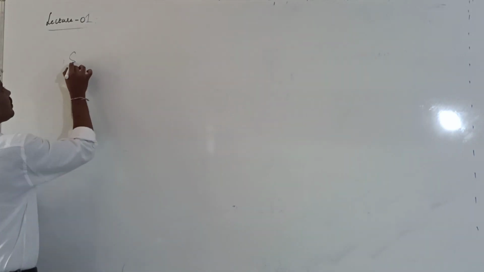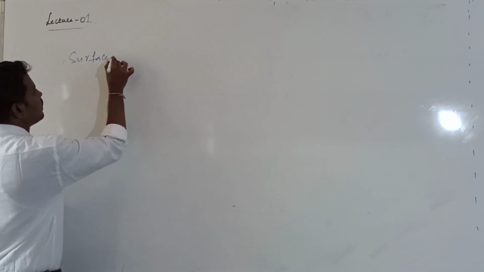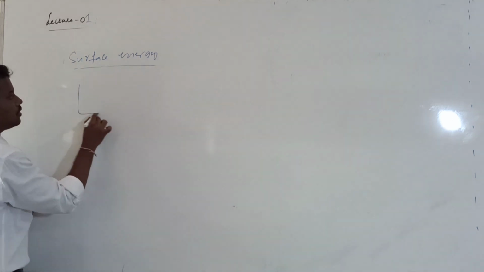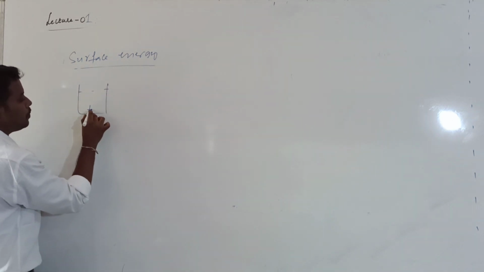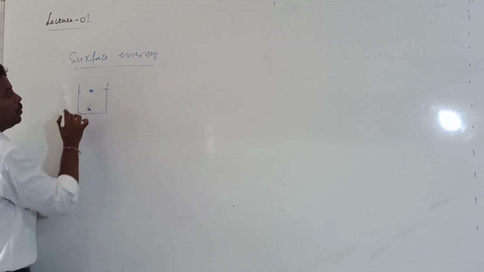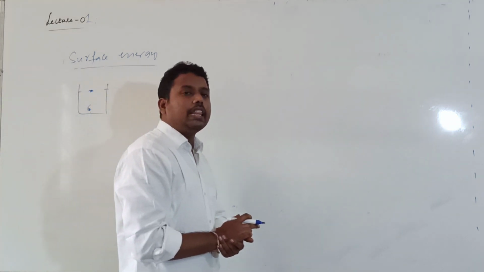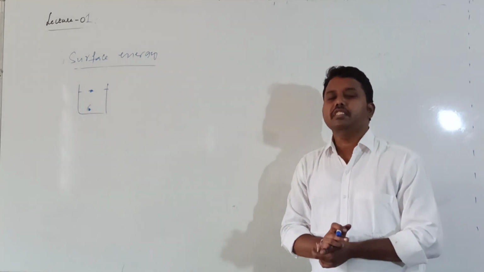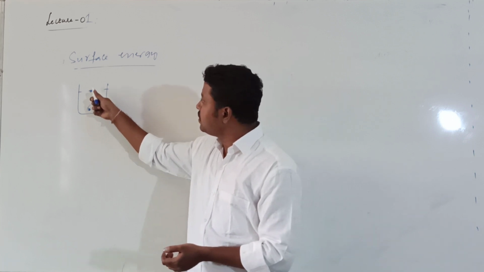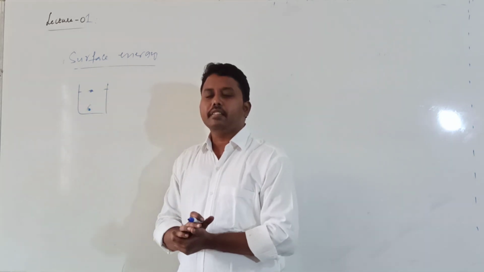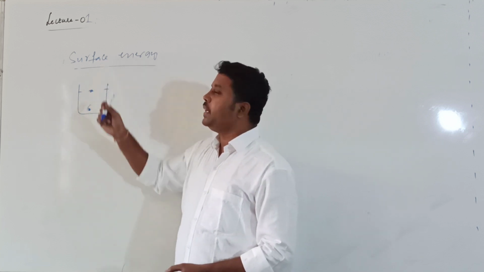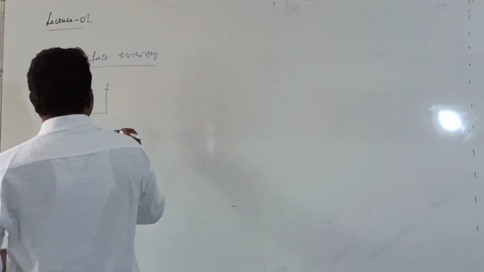I told you now, in order to bring the molecules from the bottom to the top, here one molecule was there. If I want to bring this molecule from bottom to top, we need to do some work. If I bring the molecule from the bottom to the surface, the surface area will be increased. If you want to increase the surface area by 1 unit, how much work has to be done? That work done is equal to the surface energy.